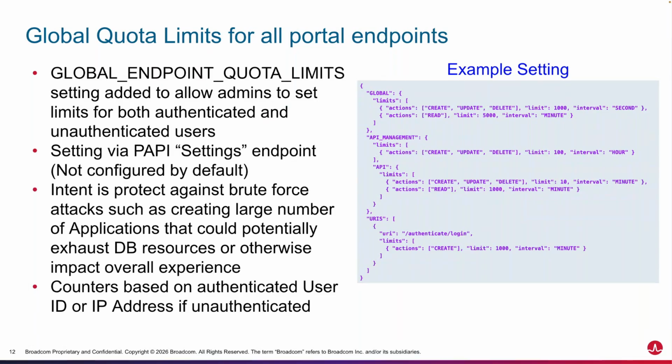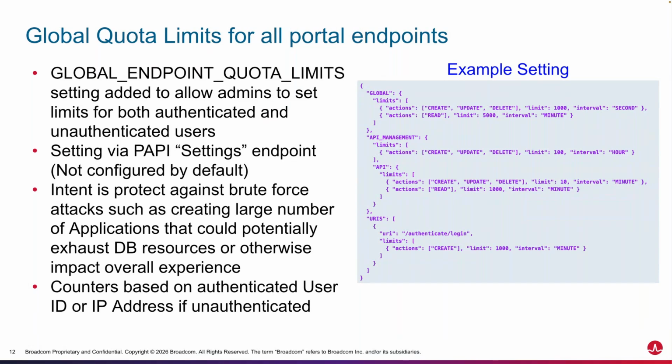We could limit them to not being able to create, but not limit how much, right? So there's this new setting basically now that lets you control that. The way this is set up is currently it's going to be set up through the Portal API settings endpoint. So there's this new setting called Global Endpoint Quota Limits. The example JSON structure you see on the right indicates the way this is set up.